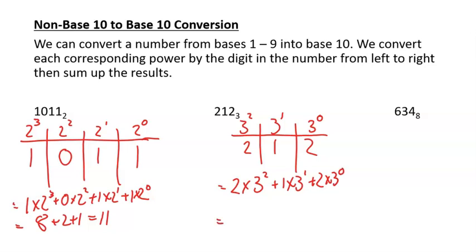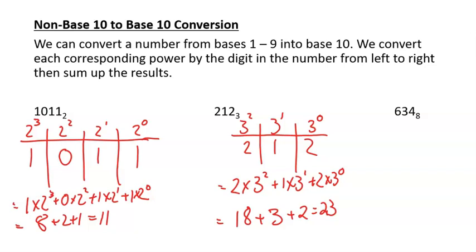So in this case I've got 3 squared, which is 9, 2 9s are 18. I've then got plus 1 of the 3s, and then plus 2 times 1, which is 2. So that is the equivalent of the number 23 in our base 10 number system.